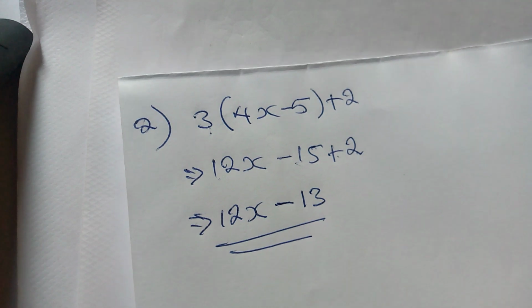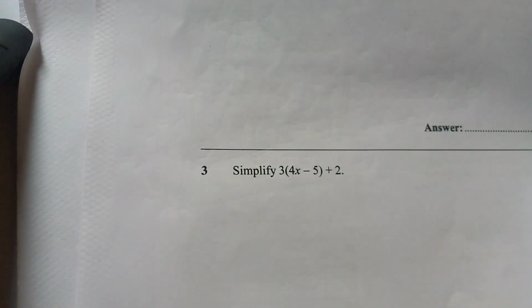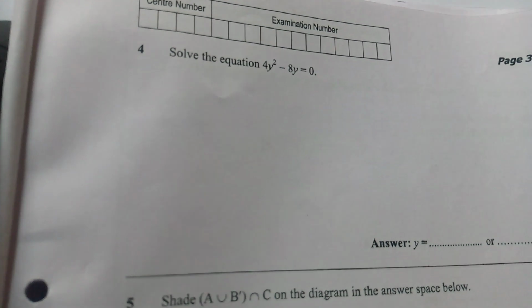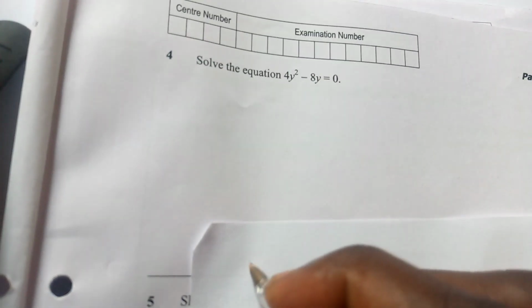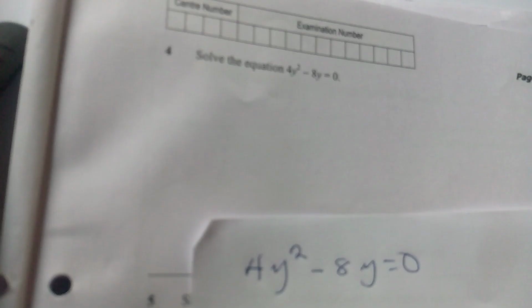That is paper 1. So already I've scored 4 marks from this 2022 paper. Let's look for another question that we can solve. Okay, I've got another question there, which is question 4. Question 4 is saying solve the equation. This is the equation: 4y to the power 2 minus 8y equal to 0.